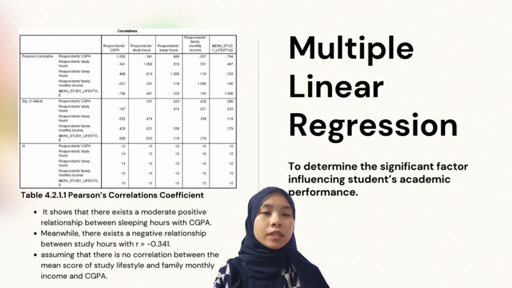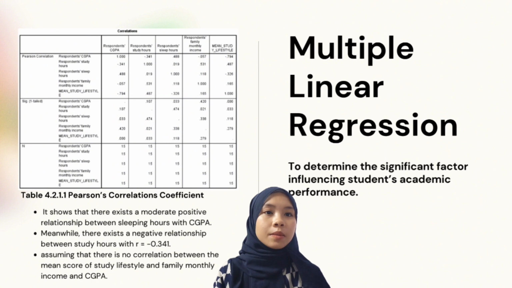Pearson correlation was identified as 0.488 for sleeping hours with CGPA. It shows that there exists a moderate positive relationship between sleeping hours and CGPA. Meanwhile, there exists a negative relationship for study hours, with r of negative 0.341.